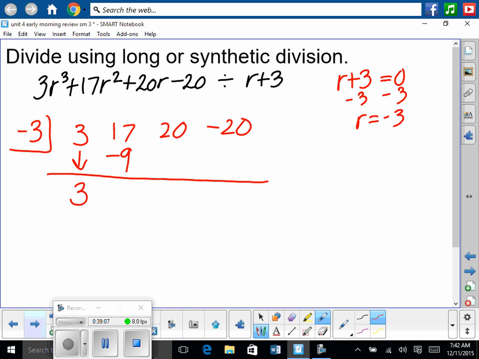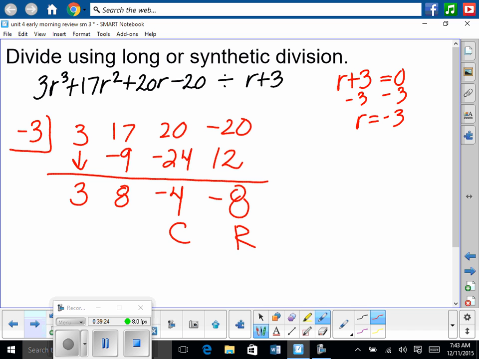So 17 minus 9 is 8. 8 times negative 3 is negative 24. So it's negative 4. Multiply back up, right? Are we all following me? And then negative 20 plus 12, negative 8. Okay, so this is our remainder.